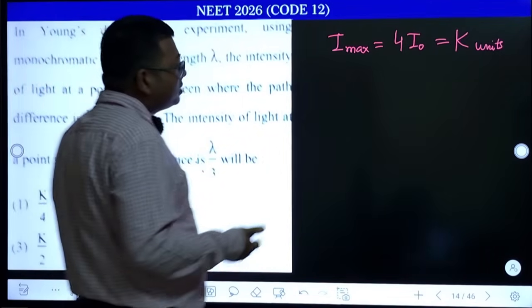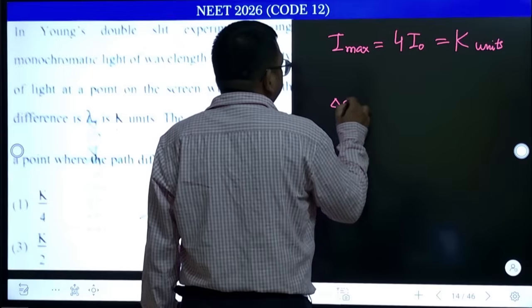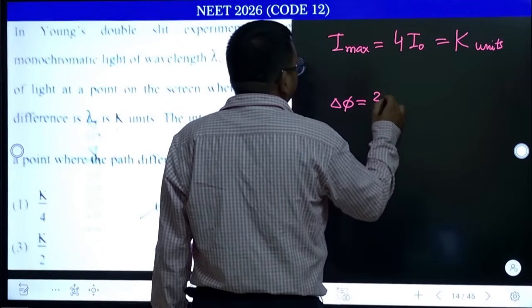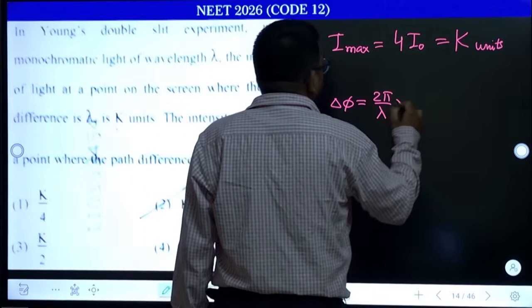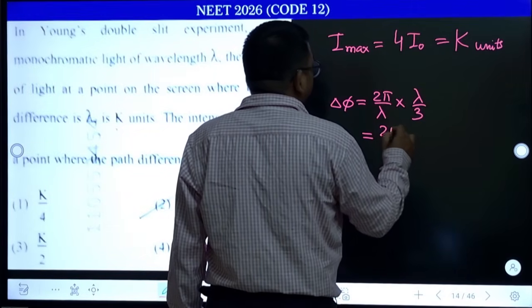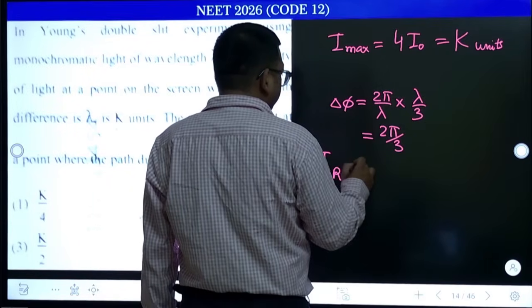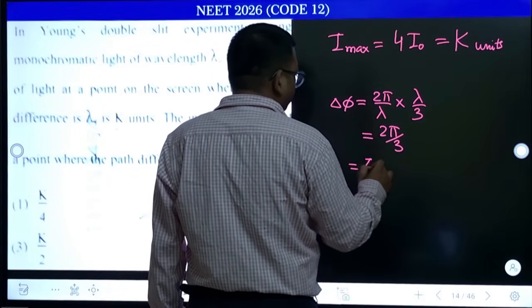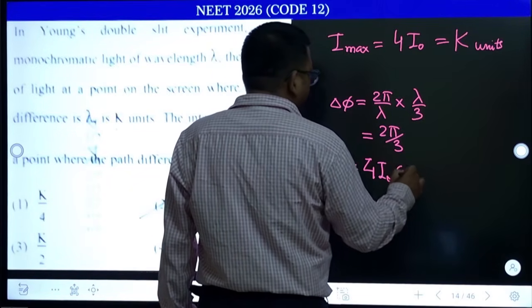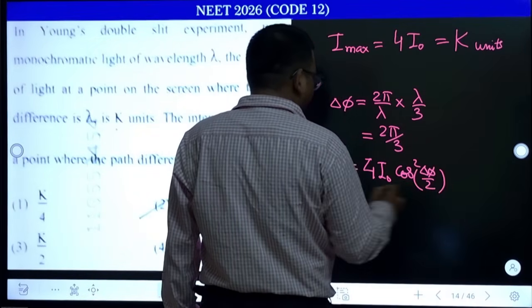So path difference is lambda by 3 means what? What is the phase difference, delta phi? Delta phi is 2 pi by lambda into path difference. Lambda by 3, so this becomes 2 pi by 3. Now if you remember, the formula for resultant intensity is 4 I naught cos square delta phi by 2. This we need to apply.